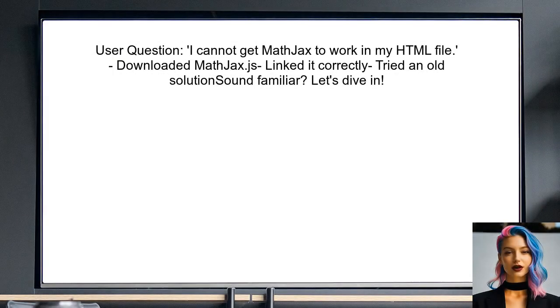Let's take a closer look at the situation. One user reached out saying, "I cannot get MathJax to work in my HTML file." They mentioned downloading MathJax.js, linking it correctly, and even trying an old solution that didn't pan out. Sound familiar? Let's dive into this.